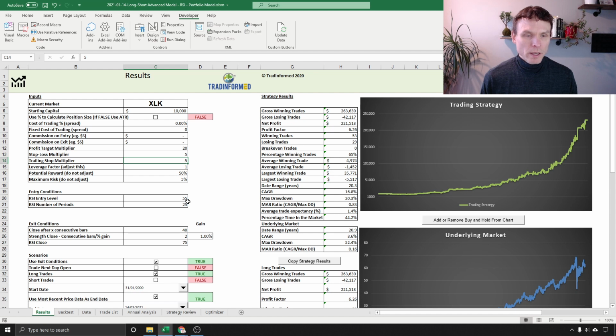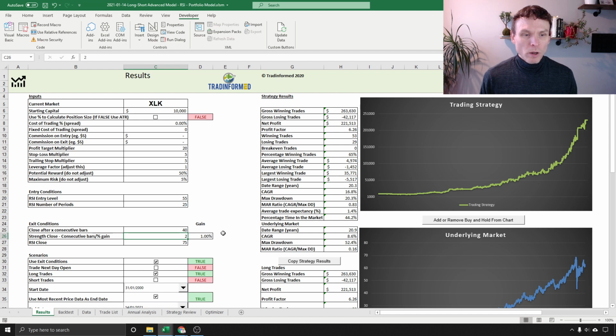Now I've got a few other things here. I have a time-based close. So the number, close after a number of consecutive bars. I'm testing on the daily time frame here, so this would close after 40 trading days, which is a little under 2 months of trading.